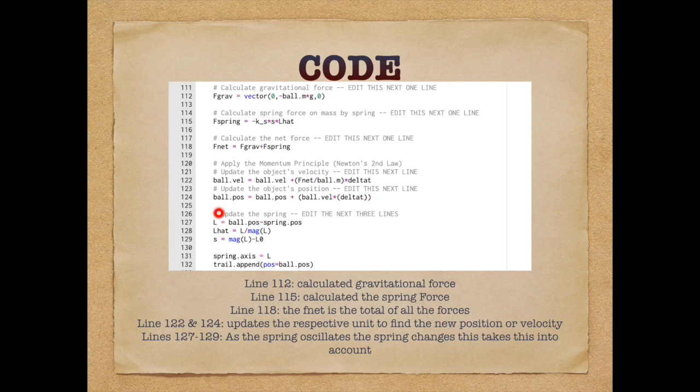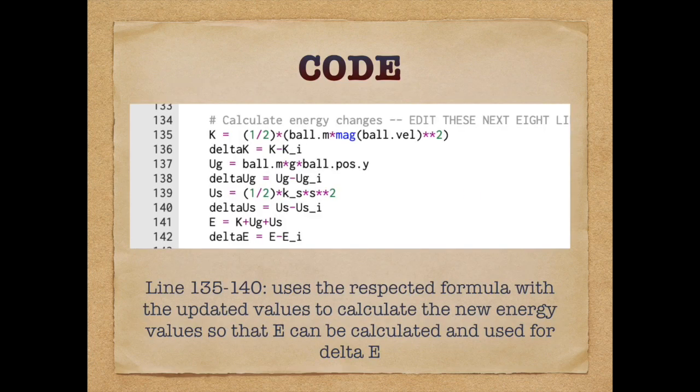And then this is just reiterating what was in the last slide, so that we can calculate the new length and s. Then with the new values, we're going to calculate the K, the change in K, the UG, the delta UG, the US, and the delta US, so that we can calculate the E and the delta E.